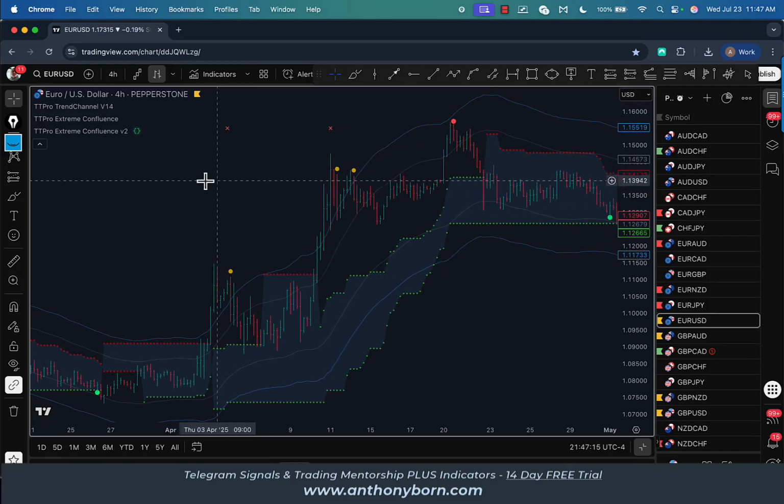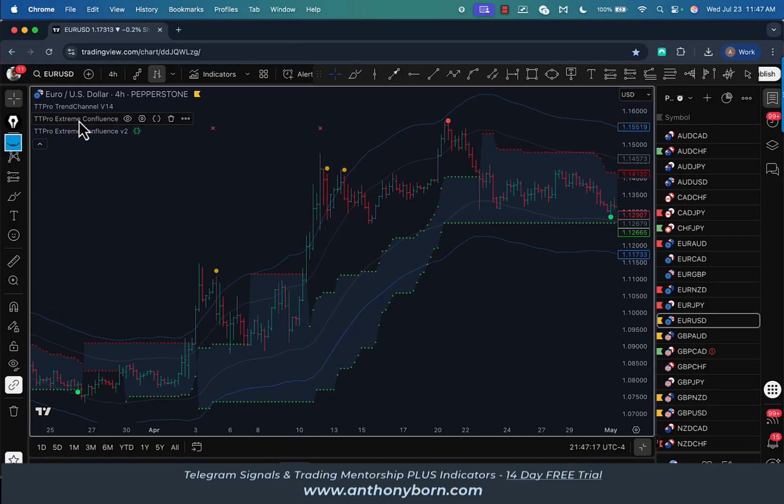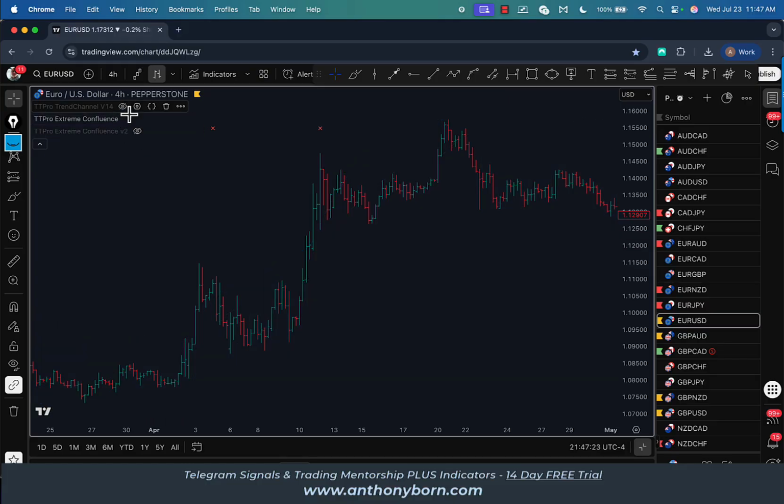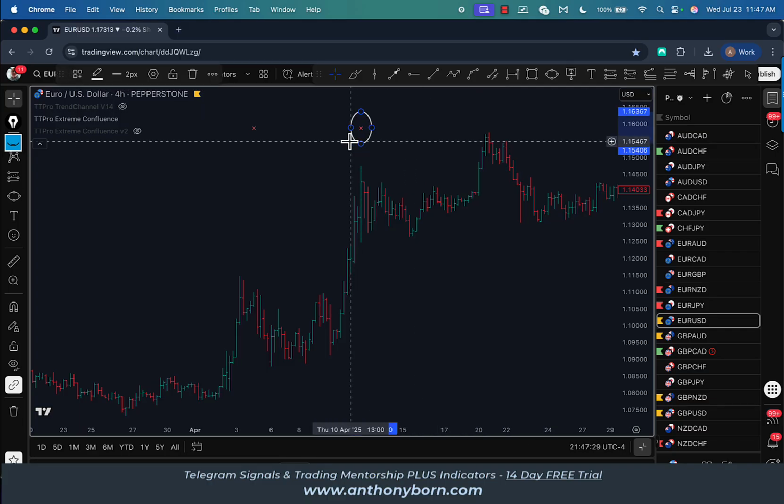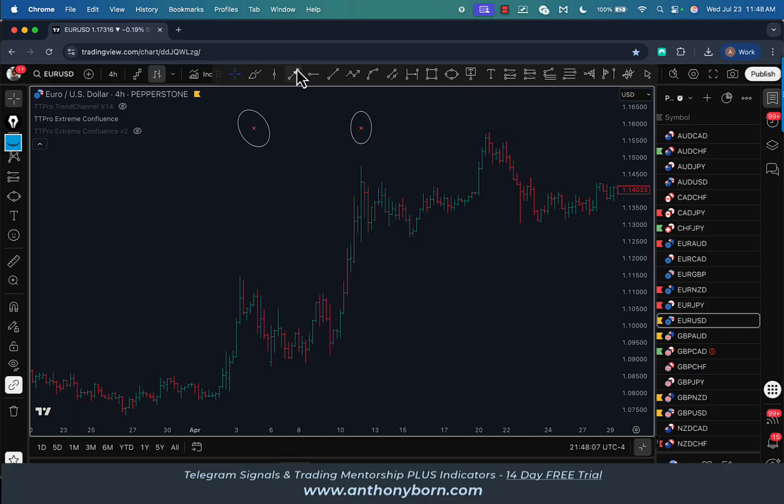Okay traders, we have updated the Extreme Confluence indicator to version 2. So the Extreme Confluence was giving us these signals here, telling us when price is overextended.